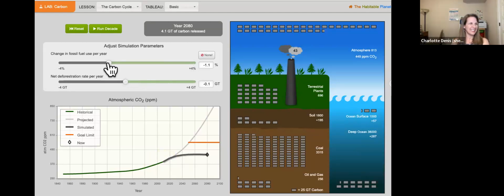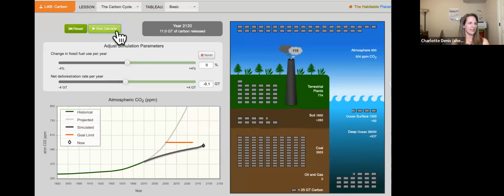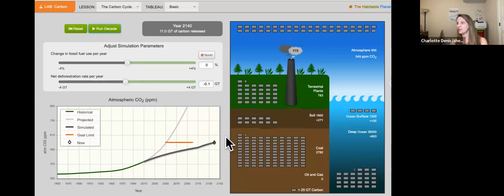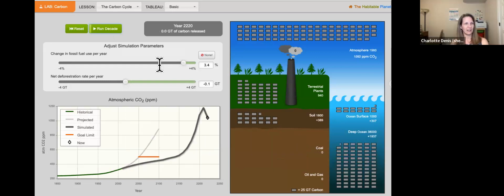What we want students to see is that even if we were to keep fossil fuel usage at 0 increase, let me reset actually, and then run the decades, we would still at some point hit the goal limit, right? Much further out than the reality, at least what the trend is currently. But it also allows them to see that if we continue to increase fossil fuel usage, and we run those decades, eventually all the coal and gas goes away.